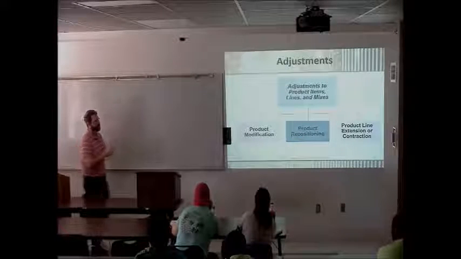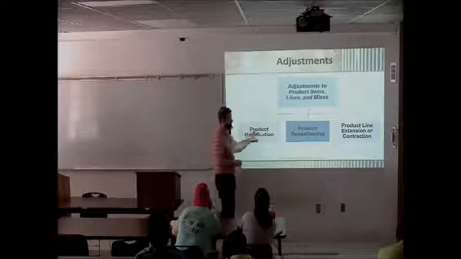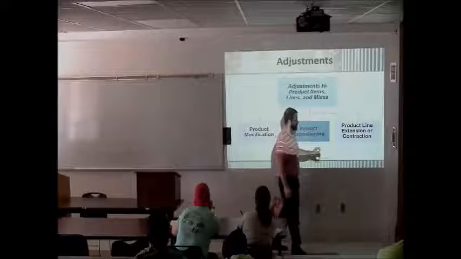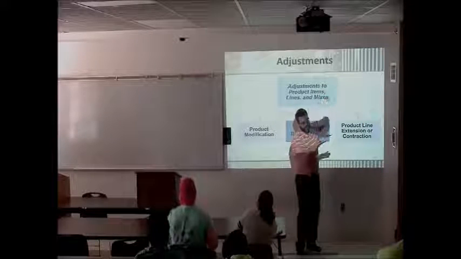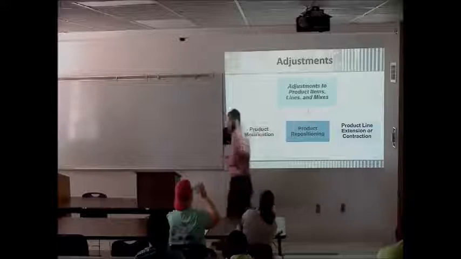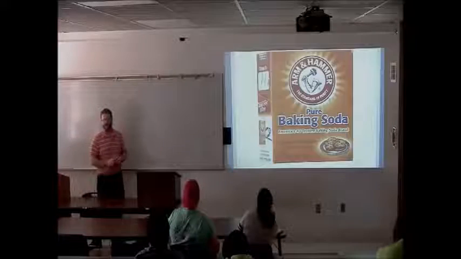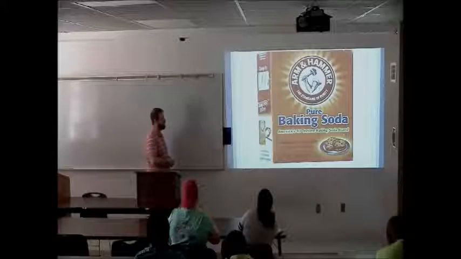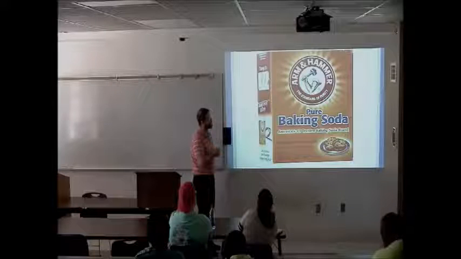Ways that we can look at our mixes. The item itself, change it, but keep it basically right where it is. Add to the line, take away from the line, changing the depth of it. We can add just whole new lines, changing the width of things, and we can reposition. We can take a product that's out there, that's been out there since the 1860s. What's it for?